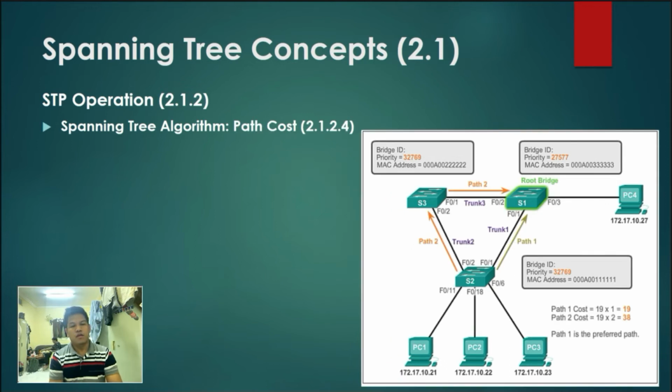And for the path cost, as newer or Fast Ethernet technologies enter the marketplace, the path cost value can change to accommodate the different speeds available. The path cost is equal to the sum of all the port costs along the path to the root bridge, as shown in this figure.